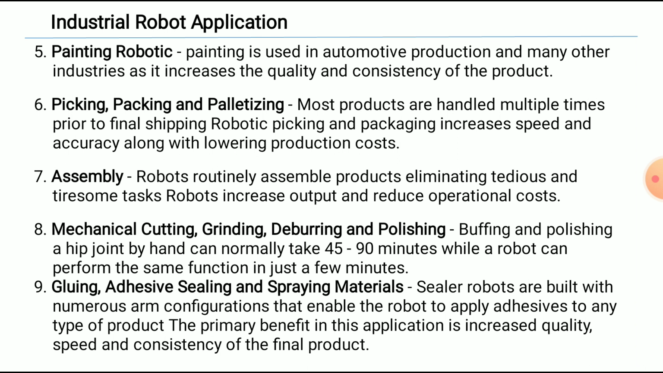And the last one is adhesive sealing and spraying materials. In this, sealer robots are built with numerous arm configurations that enable the robot to apply adhesives to any type of product. The primary benefit in these specific applications is that they increase the quality as well as the speed and the consistency of the final product. That's it from today's lecture.